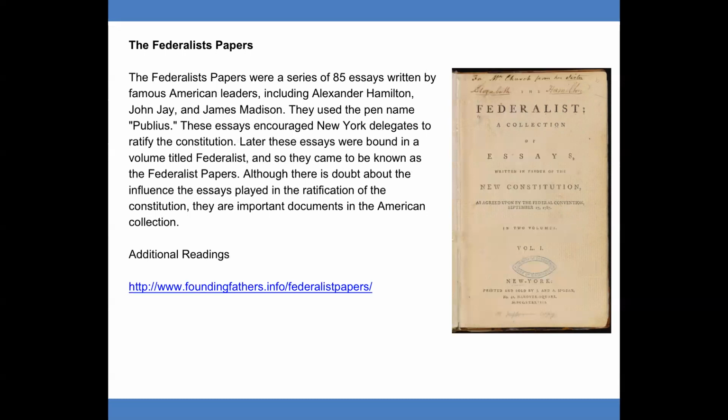Later, these essays were bound in a volume titled Federalist, and so they came to be known as the Federalist Papers. Although there is doubt about the influence the essays played in the ratification of the Constitution, they are important documents in the American collection.